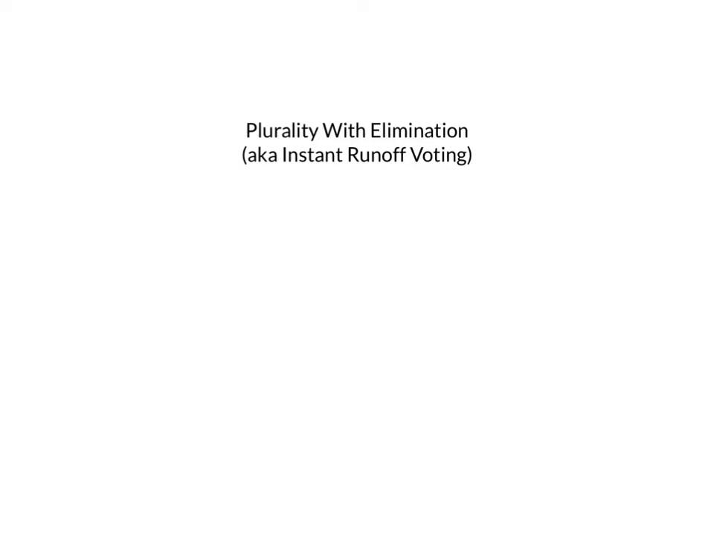This video is about plurality with elimination voting systems, also known as instant runoff voting. In voting systems where voters only list their first choice, sometimes we've seen no candidate wins a majority. Here, a candidate would have needed at least 22 votes to have a majority, and no candidate has at least that many. A common class of voting systems has what's called a runoff in this situation.